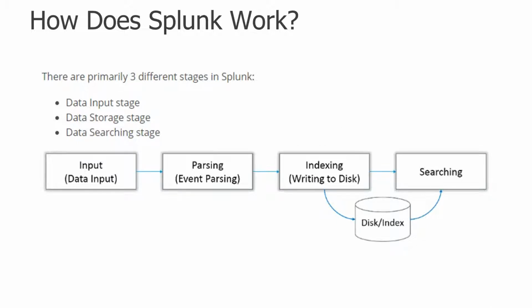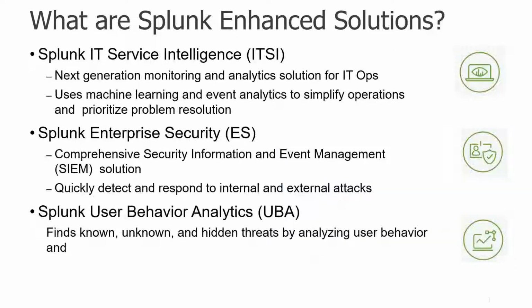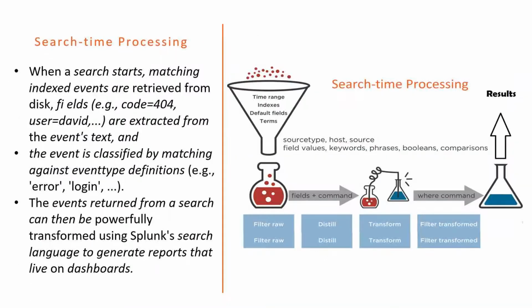So input happens from the forwarder, then parsing happens, then indexing, and then you can do the searches. Here you see the forwarder takes the input, the indexer does the parsing and indexing together, and the search head does the search. Advanced architecture we are not getting into, because that is a different topic altogether. Okay, so more or less we understood.